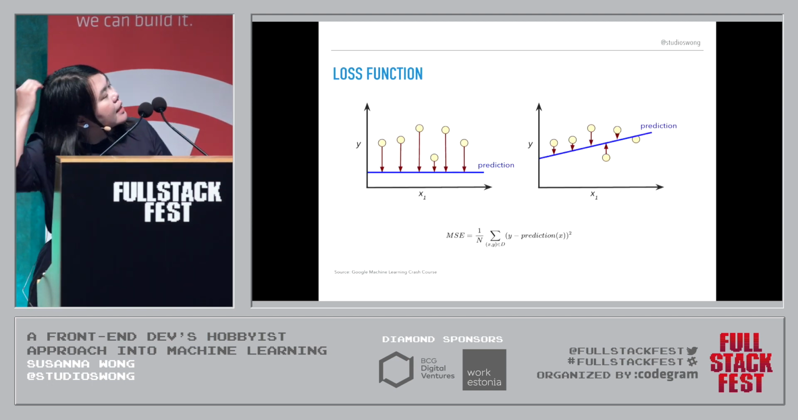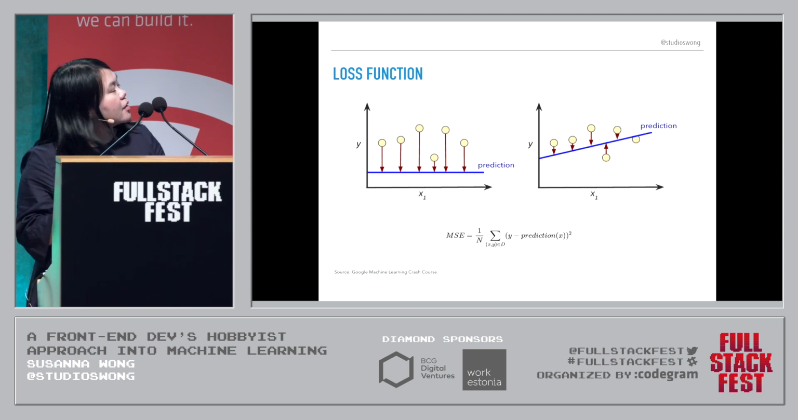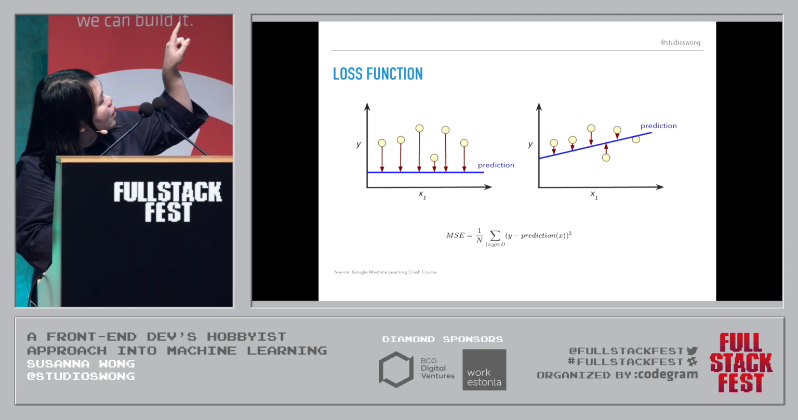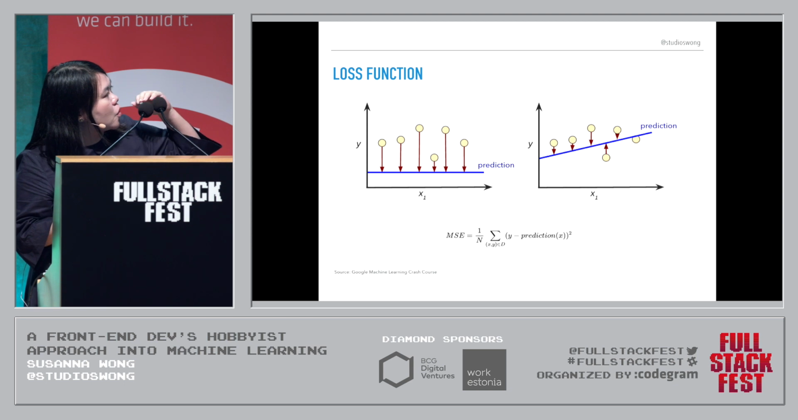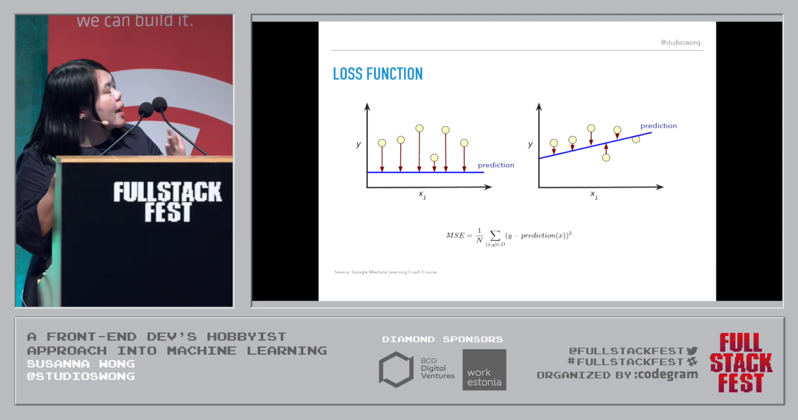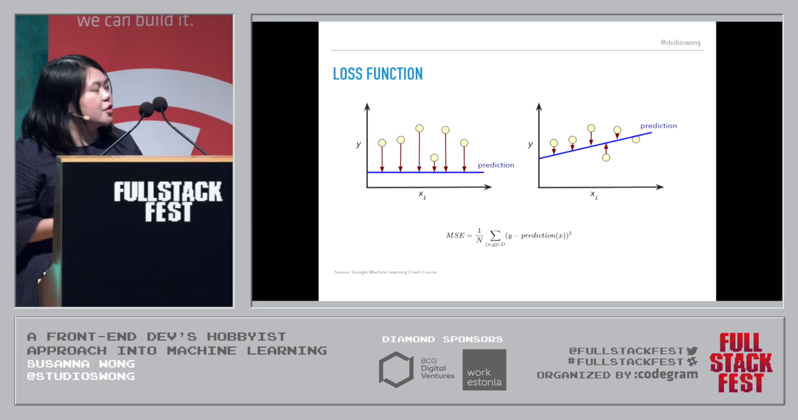So loss is a very important thing within the machine learning training process. There are many loss functions out there. This is a very typical example, the mean squared error, where you take all your data, take the differences between your actual result and your prediction, square them, and then divide by the amount of data. So this works if you don't have that much data.